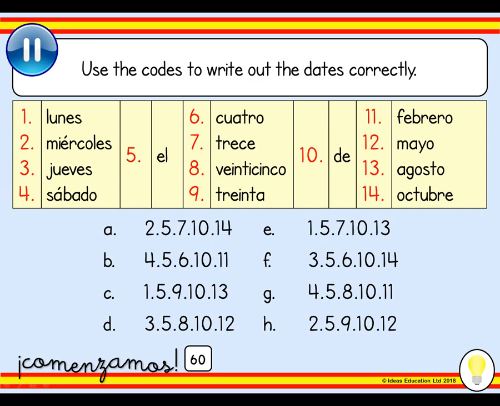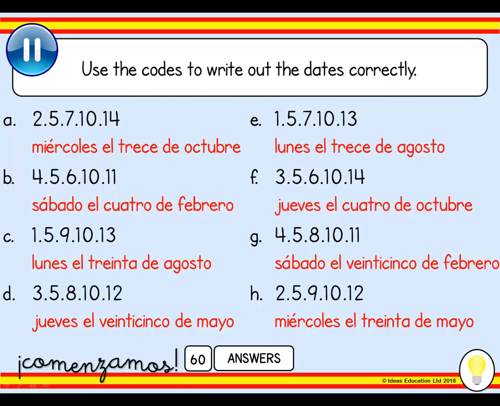And you just put all the others together in the same way. So what you need to do then is pause the video, have a go at writing these 8 dates, and then press play again when you're ready to check your answers. Okay, are you ready to check your answers? Let's have a look.